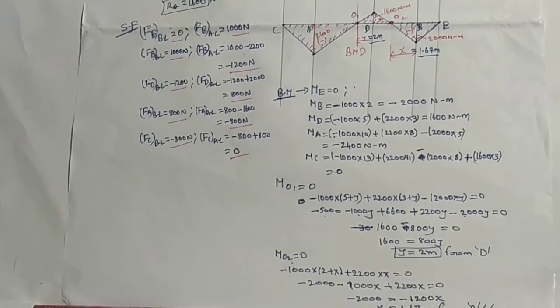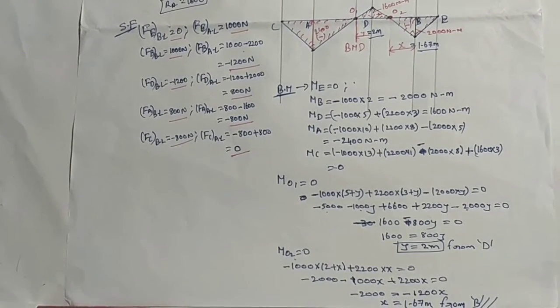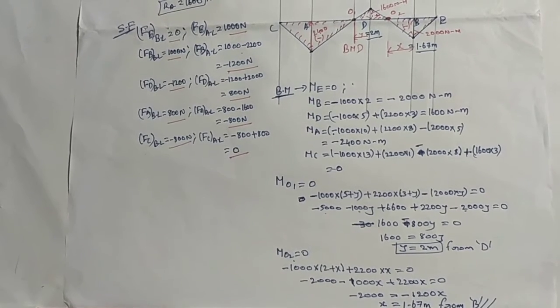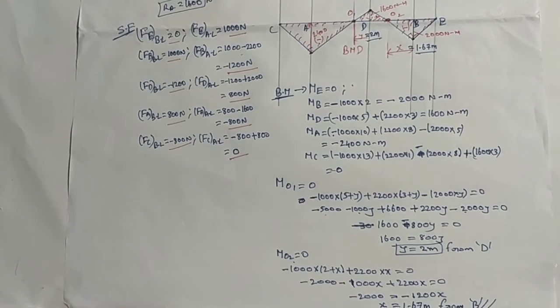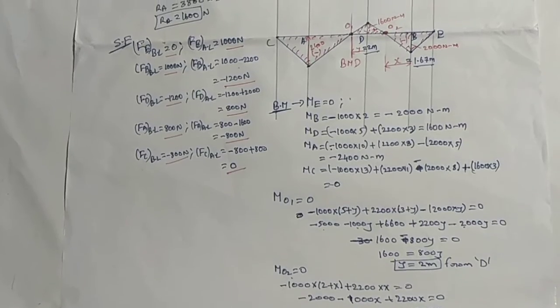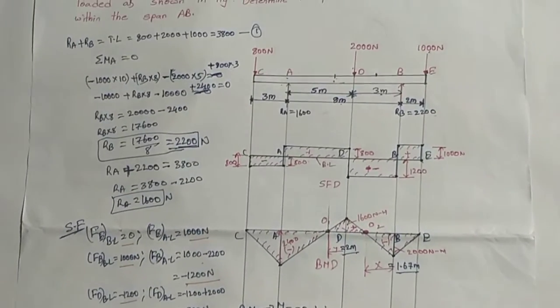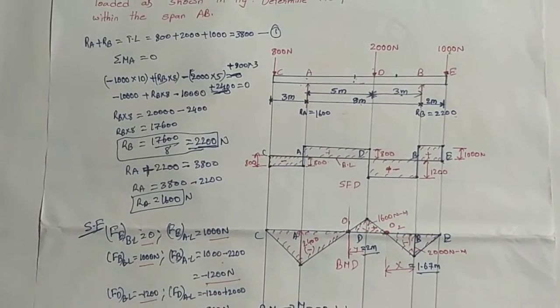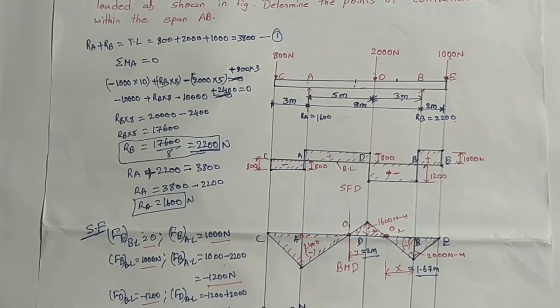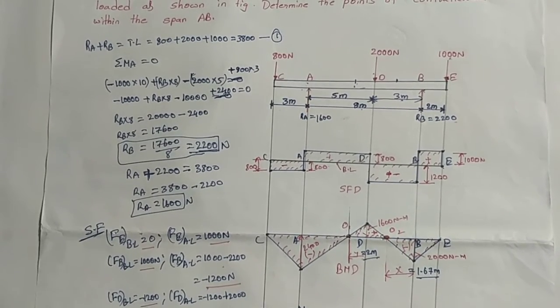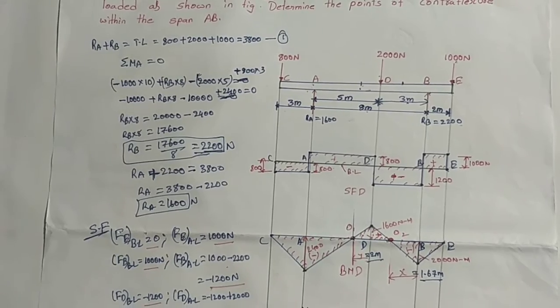Next we located the points of contraflexure, with their distances from the nearer points. That is all about shear force and bending moment diagrams for the overhanging beam subjected to point loads. Okay, thanks for watching.